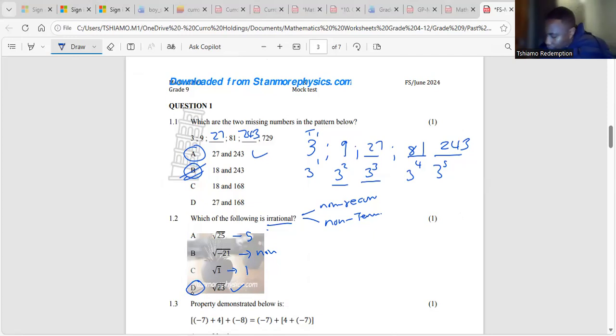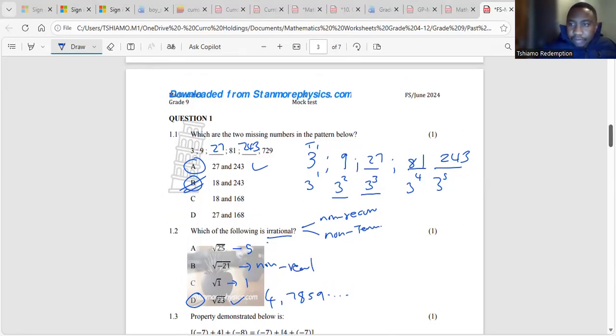So this will be an irrational number. If I press the square root of 23, I get 4.795831, blah, blah, blah. So that will make it an irrational number. Moving along.